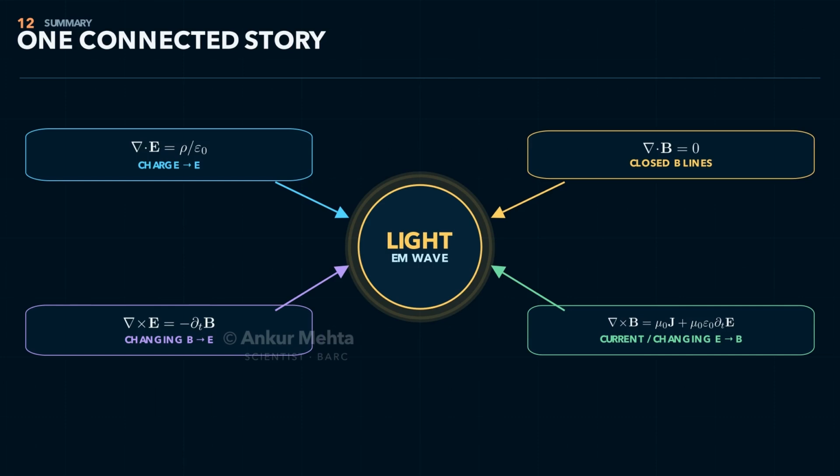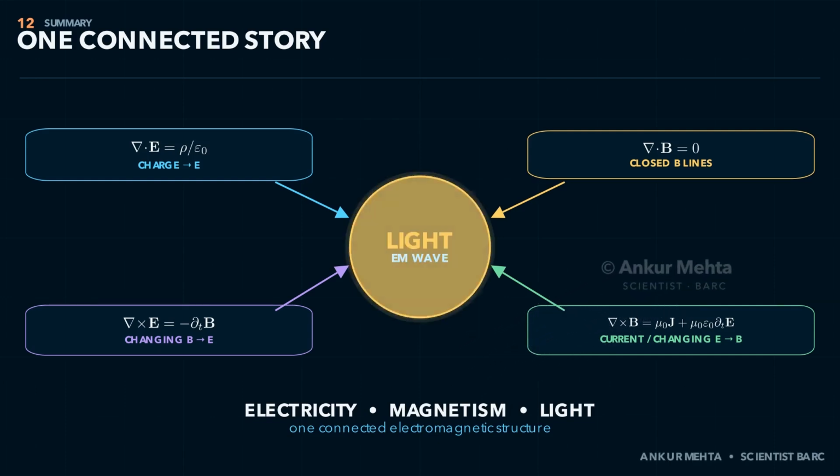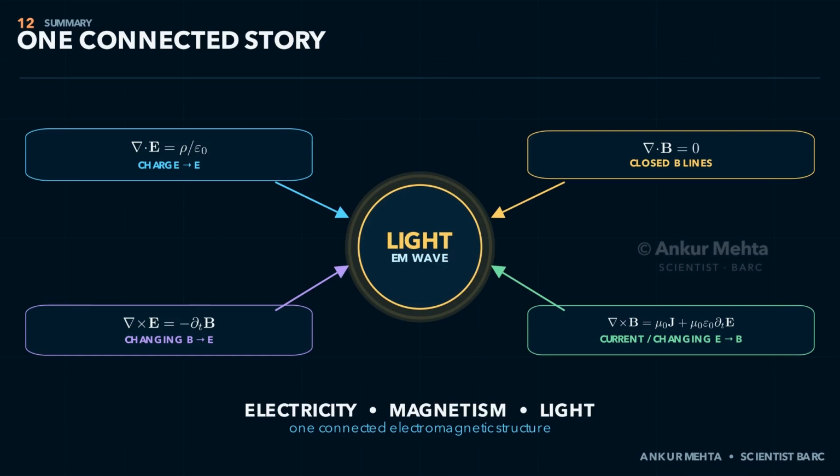Four compact equations connect circuits, magnets, antennas, energy, and the light reaching our eyes. That is the power of Maxwell's theory. Not merely four formulas to remember, but one structure that shows how electricity, magnetism, and light belong together.